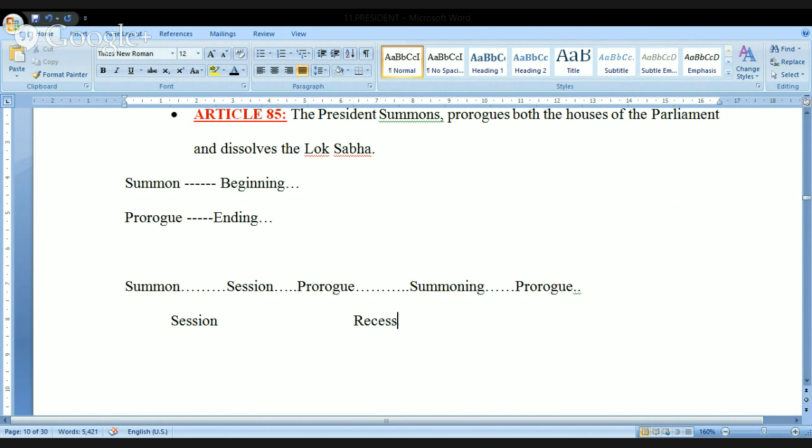Next one. Another point I would like to add here. Very frequently in India, at least 3 times in a year, the parliament session will happen. We use the words budget session, monsoon session, and winter session. Very recently, the winter session of the parliament was concluded. Winter session of the parliament was prorogued.